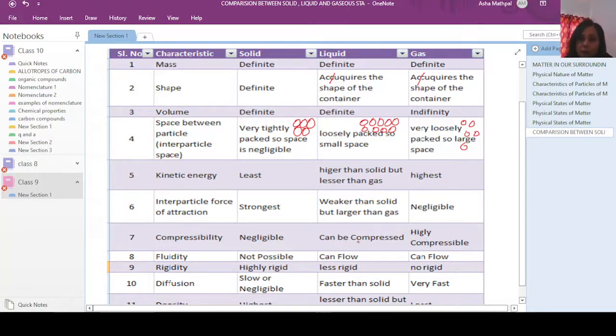Compressibility, here it is negligible. Here you can compress water because the particles have got spaces between them, and they are highly compressible in case of gases because the particles have got huge spaces among them.